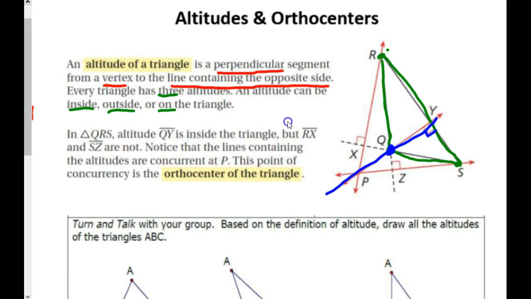All right, and then it says RX and SZ are not. So look at RX from R at this vertex. If I want it to make a right angle, it has to go straight down, and this is outside of the triangle. So sometimes your altitudes are outside the triangle to make a right angle. Also SZ, here's the vertex. To make a right angle, it goes straight down, and that makes a right angle. Now, they're all supposed to meet right here at P, and that point is called a orthocenter. So does everyone see that new word, that new center of a triangle today? It's called an orthocenter.